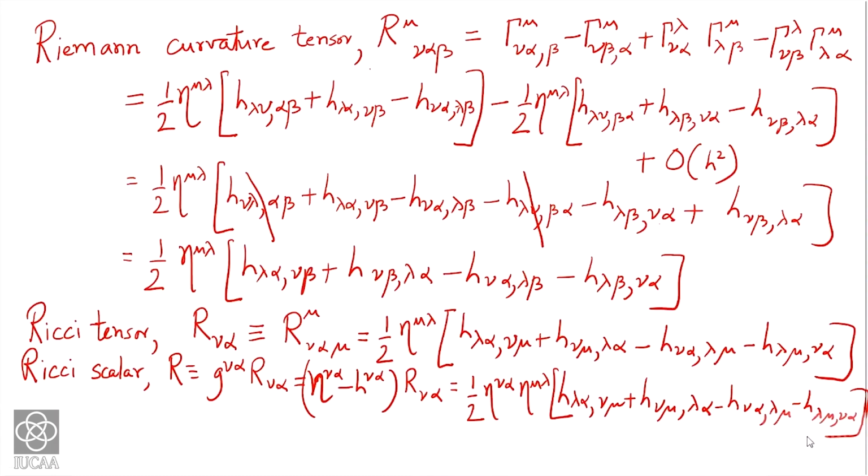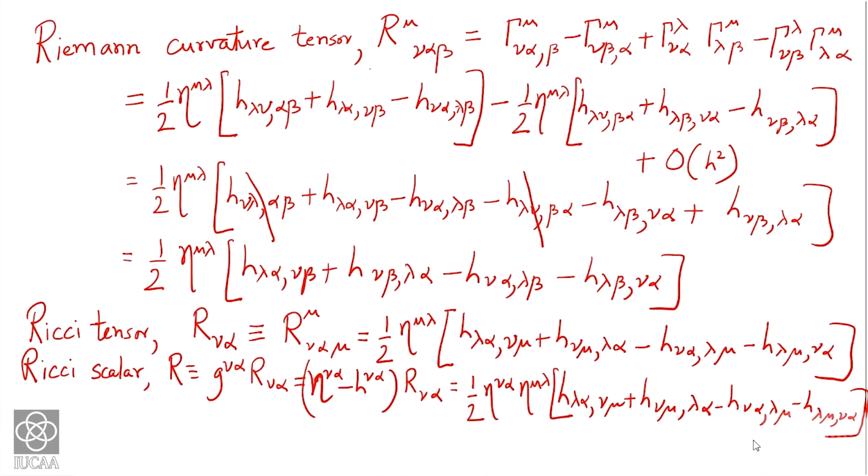Let us verify. So, half eta nu alpha, eta mu lambda, h lambda alpha comma nu mu, h nu mu comma lambda alpha minus h nu lambda mu minus h lambda mu nu alpha, correct. So, this is what is the scalar curvature R. So, we have expressed R nu alpha in terms of h, we have expressed Ricci scalar also in terms of h. We have omitted the quadratic correction because our h is indeed very, very tiny.